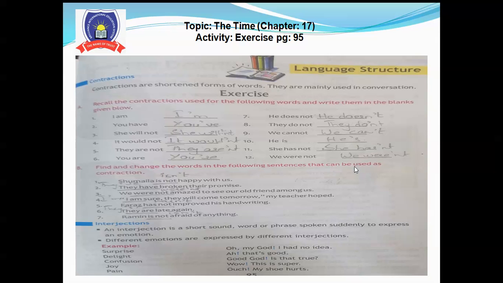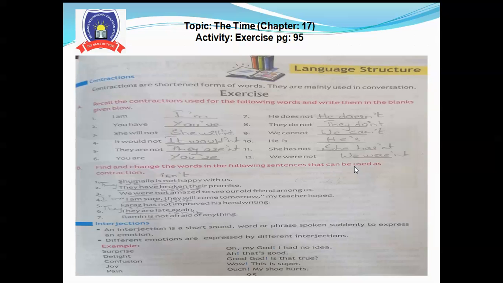Next: we were not amazed to see our old friend among us. We weren't. Number four: I am sure they will come tomorrow. I'm. Fraz has not improved his handwriting. Hasn't, H-A-S-N apostrophe T. They are late again. They're late again. Ramin is not afraid of anything. Isn't, I-S-N apostrophe T. Isn't afraid of anything.